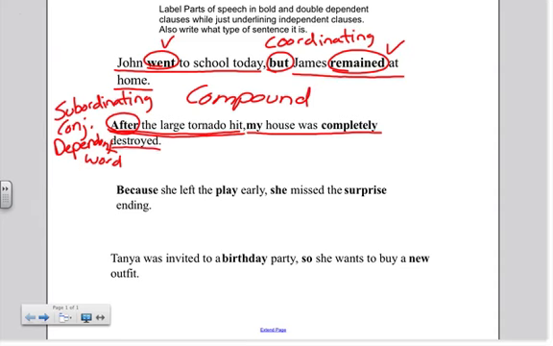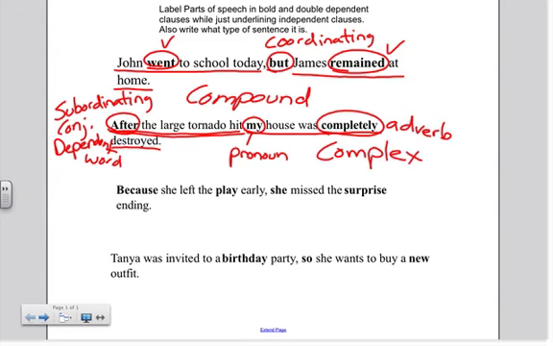And if we start with a dependent clause, such as after the large tornado hit, then we're going to have a comma in between the two clauses. My house was completely destroyed. Moving on to the next, we have my. We should have a pronoun here. Takes the place of a noun. Completely. How was it destroyed? Well, it was completely destroyed. It modifies a verb, so it's an adverb, and the sentence is complex because it has one independent and one dependent clause. So you have a compound and a complex example there.